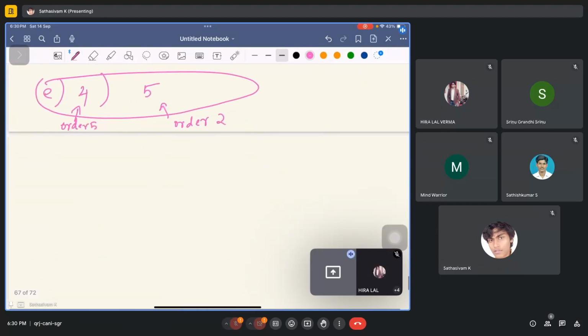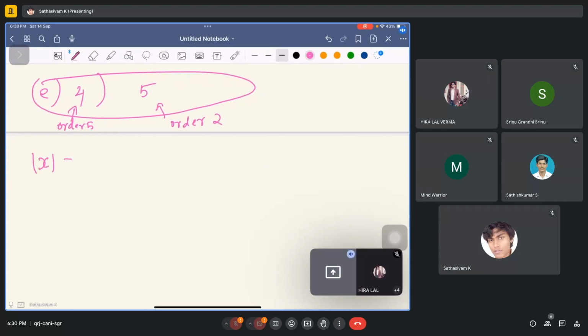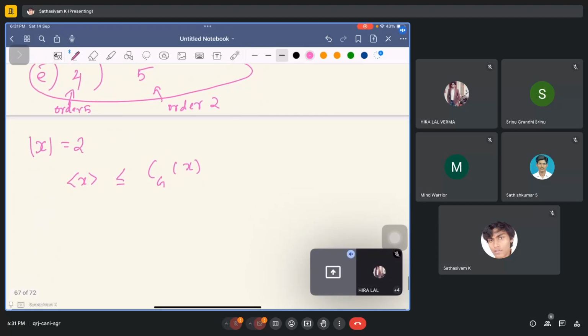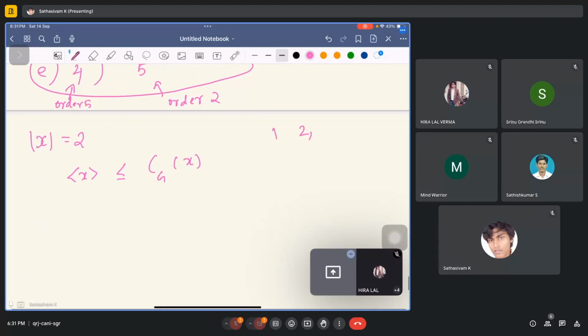Again do the same thing, compute the centralizer. Let's say x has order 2. Then x is contained in the centralizer of x in G. The possible orders for the centralizer are 1, 2, 5 or 10. 10 is not possible, because if 10 is the case, then x will be in the center, just like what we have done earlier. So this is not possible.